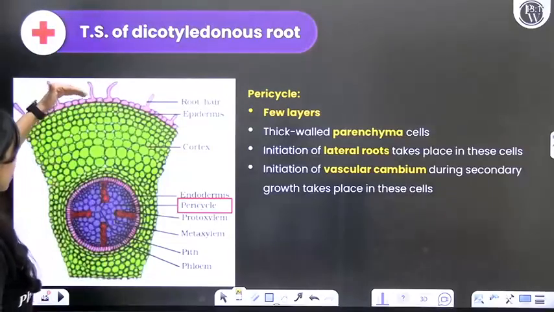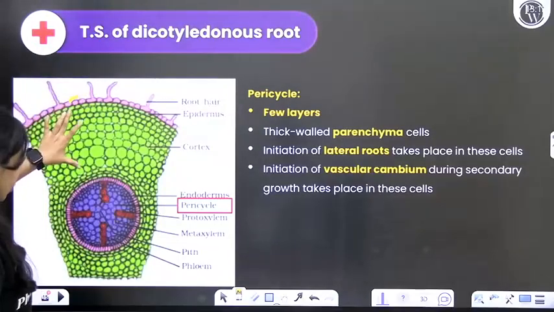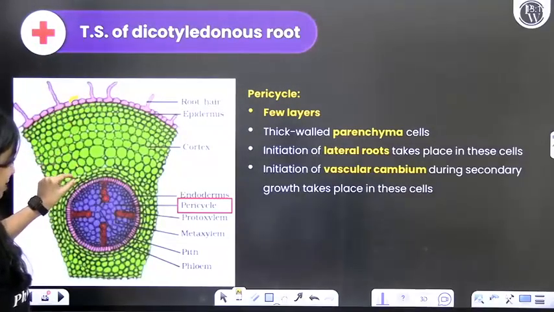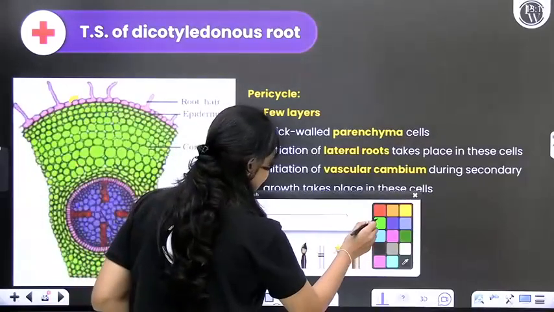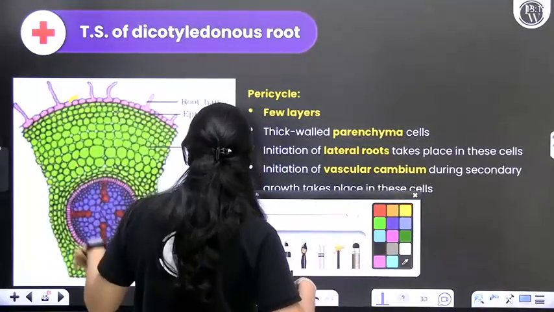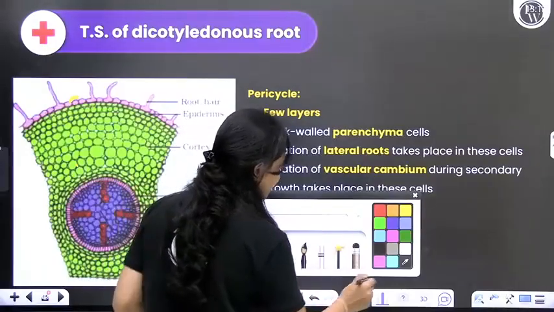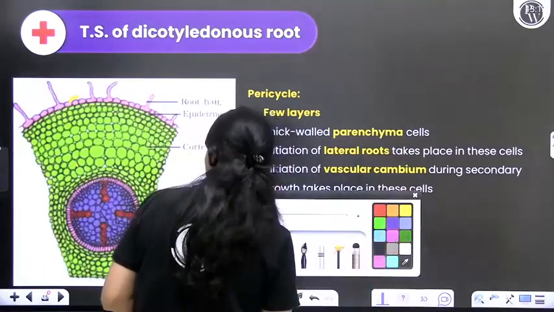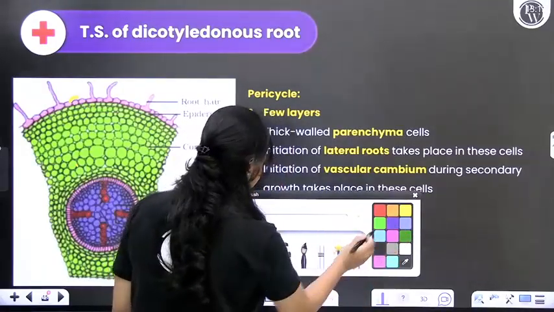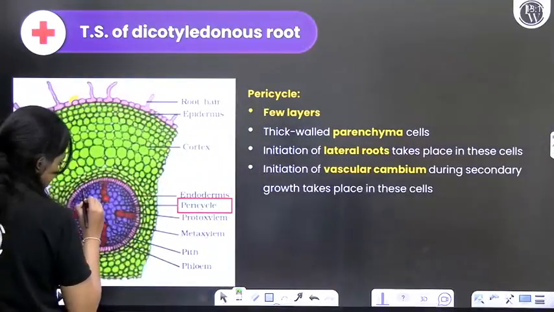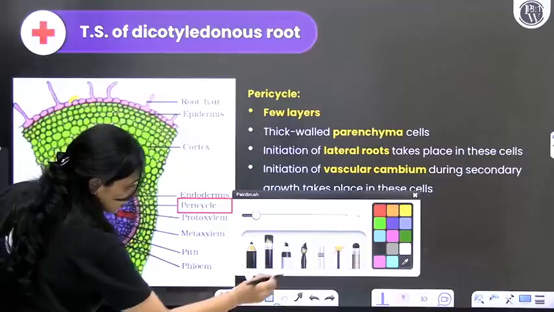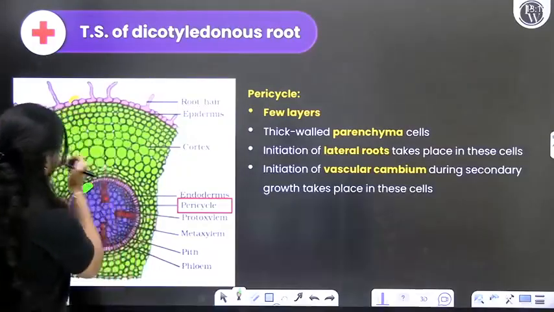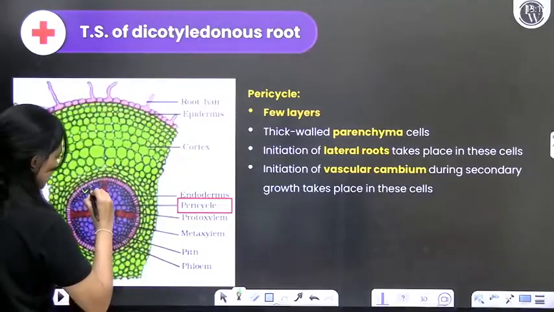Okay. So this is the epidermis, and then you have the cortex. Innermost layer of the cortex is the endodermis. Inside the endodermis, you have a layer that is called the pericycle. Peri means around. Around this circle, vascular bundle, whatever is present, that is your pericycle. Should I draw it in? Okay. So over here, inside the endodermis, you will have a layer of cells. That is your pericycle.